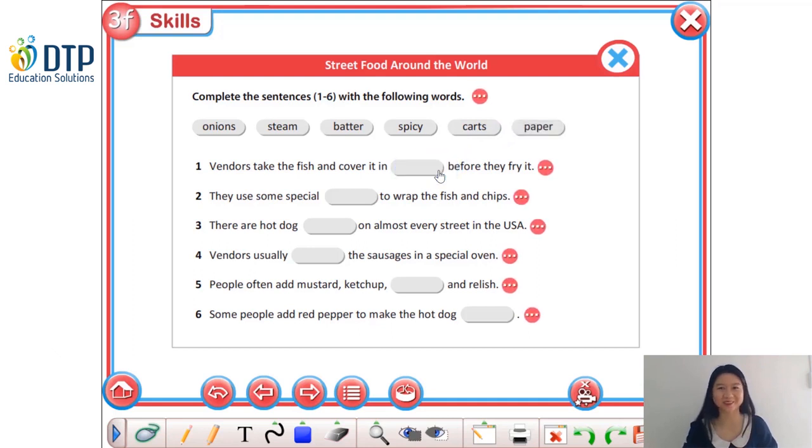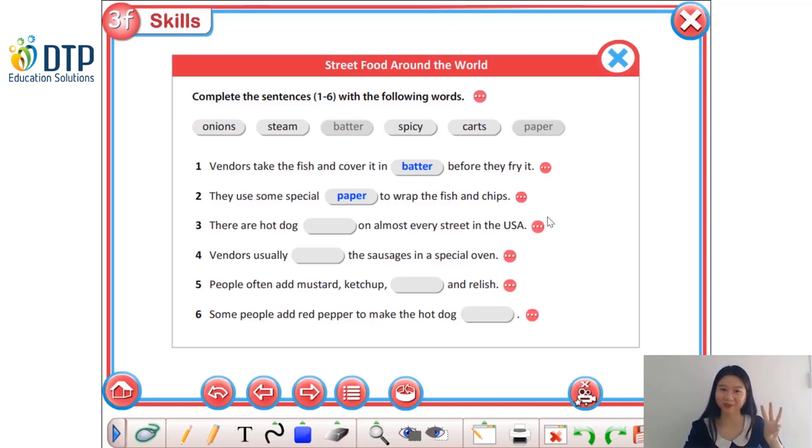Oh no, we have to try again. So, can we choose batter? Yes, that's right. How about number 2? Yeah, it is paper. They use some special paper to wrap the fish and chips.